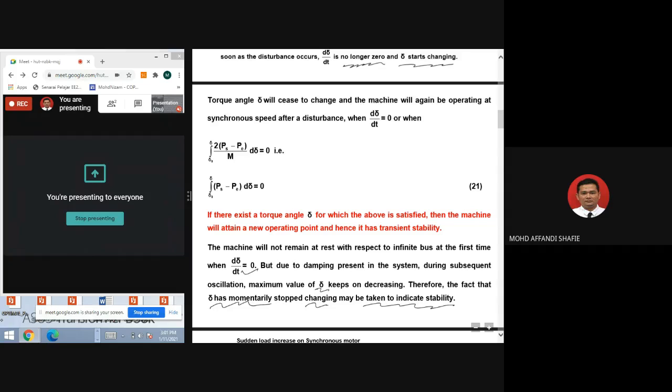So this is how we can see the power system stability from the equal area criterion, but the important parameter in the equal area criterion is the angle delta. Later we can see an example.